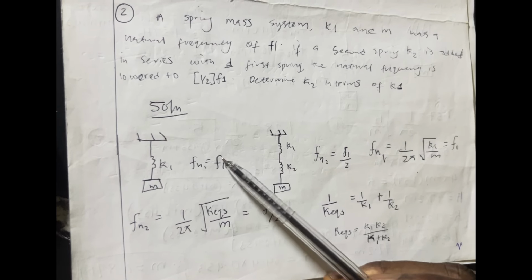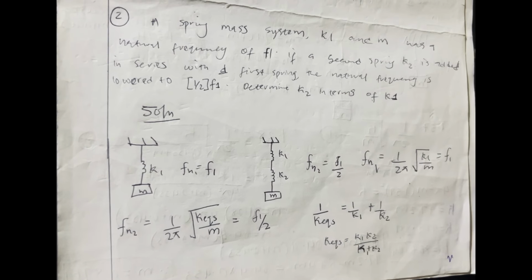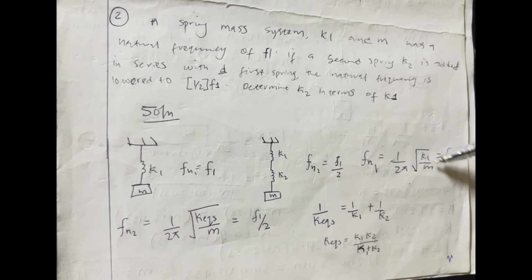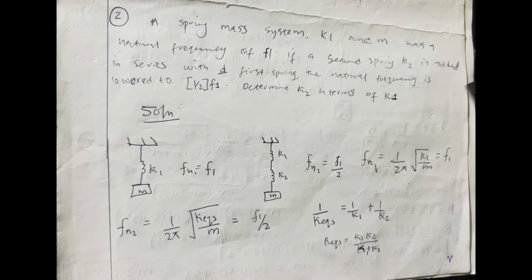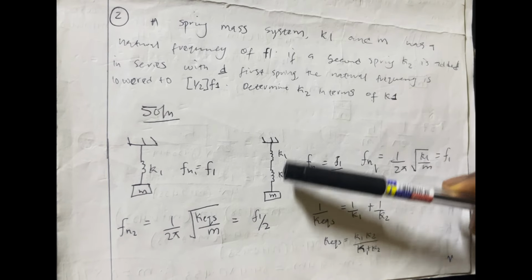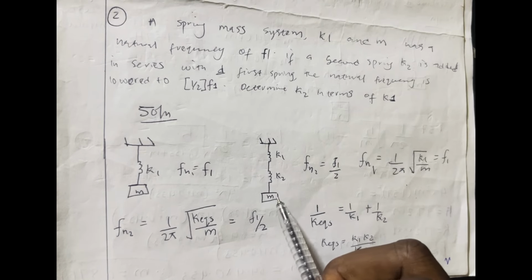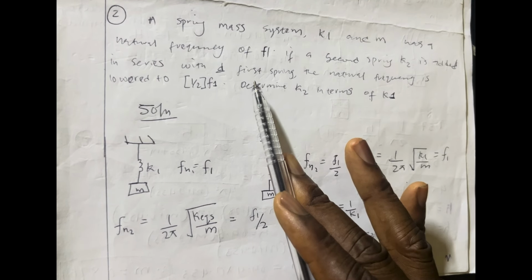Then your natural frequency, let's name it F1 for the first situation. From our standard formula, F1 is 1 over 2 pi times the square root of K1 over M. That's what we have, and we equate this to F1, just as we stated here. Now the question says a second spring K2 is added in series. So let's say the second spring that was added is K2, and we have a mass M. The mass is not changing. We're adding a second spring.